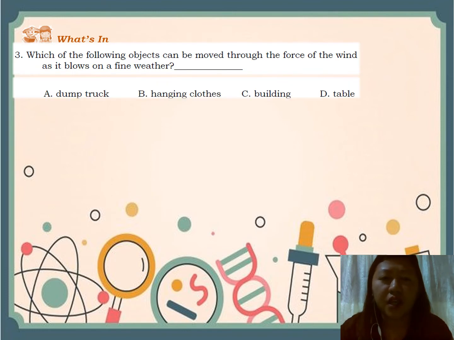Number 3. Which of the following objects can be moved through the force of the wind as it blows on a fine weather? Is it A, dump truck, B, hanging clothes, C, building, or D, table? Alright, the correct answer is letter B, hanging clothes. Why? Because we are talking about a wind as it blows on a fine weather, so it is not strong enough to be able to move a dump truck, building, or a table.